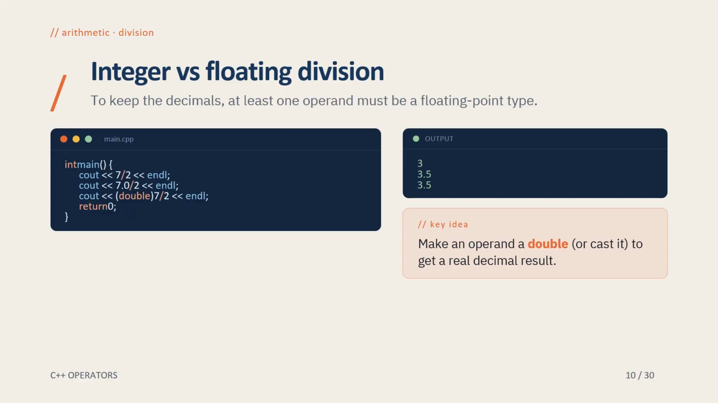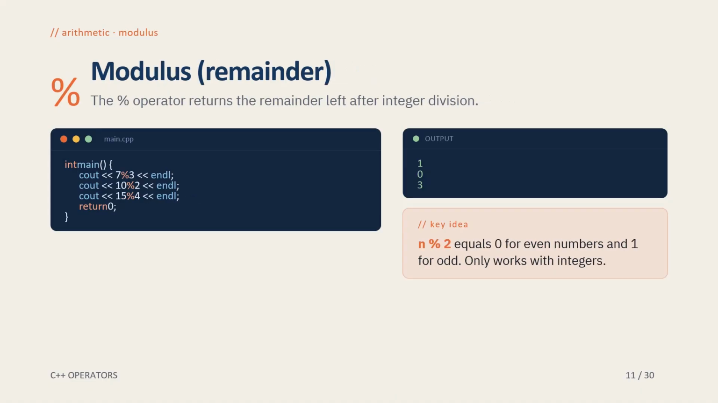Here comes integer versus floating division. To obtain decimal results, at least one operand should be a floating point value such as double. The modulus operator returns the remainder after division. It is commonly used to check whether a number is odd or even.